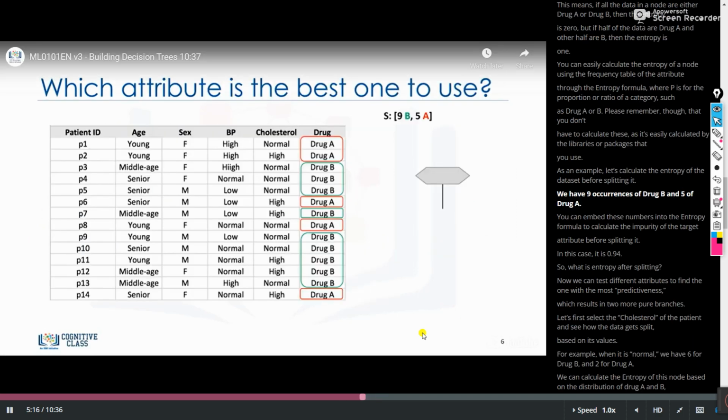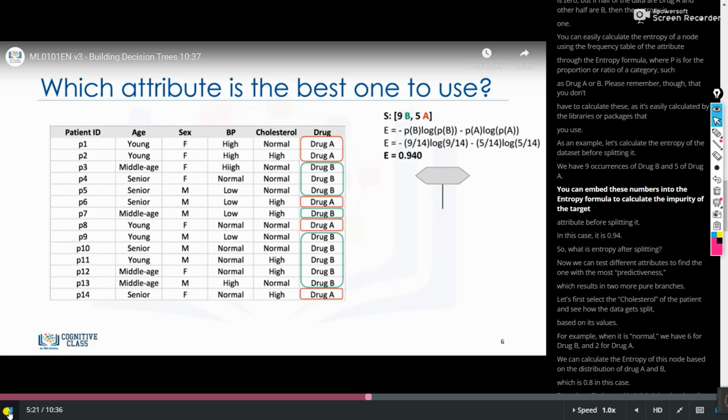Now they are going to define which attribute is best. Here they have patient ID, age, and cholesterol. So this is categorical data, not numerical data at all. On the right-hand side we can have categorical data again, with 9 B and 5 A. So what is the overall entropy of this target variable? That is 0.940. Can you see that? They are calculating using this value.